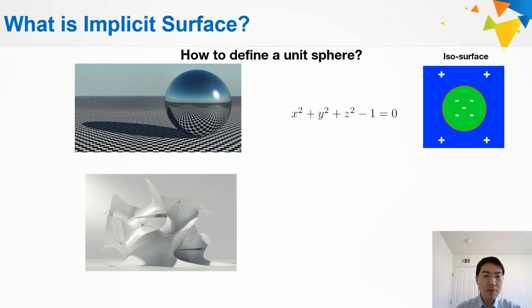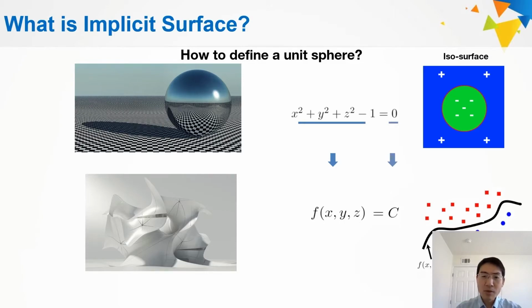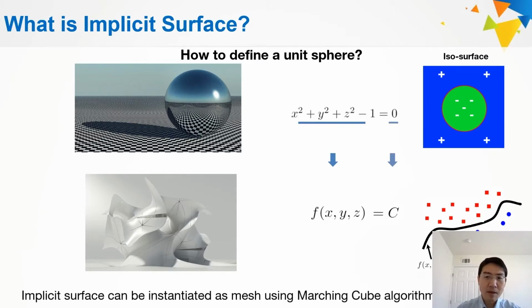Okay, here comes a more complicated object. We can't find an easy function to represent it, but we can still find an implicit function to define this complicated object. We divide the 3D space points into different parts, outside and inside. So the boundary between the outside and inside becomes the surface of the object. How do we find it? We can use the Marching Cubes algorithm to convert the implicit field into a mesh.